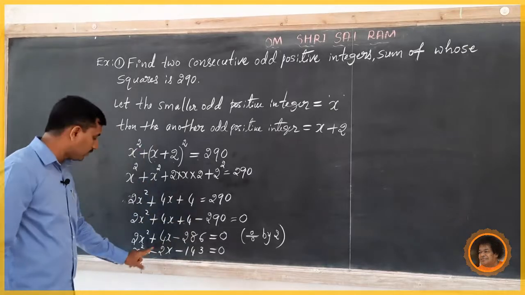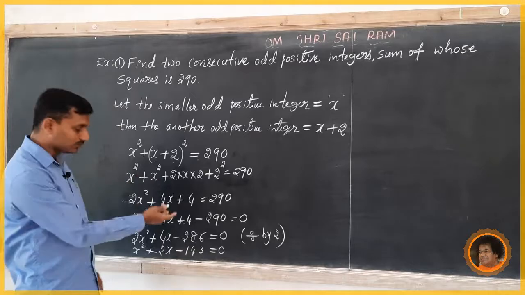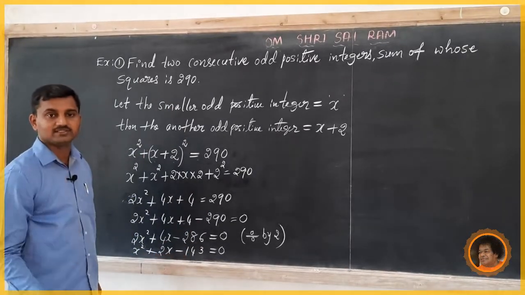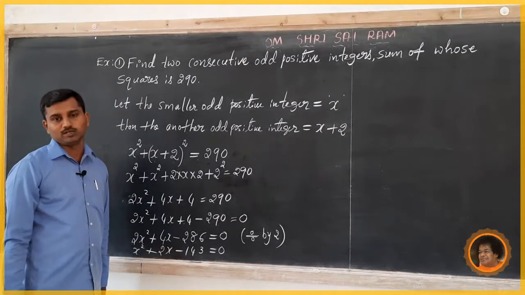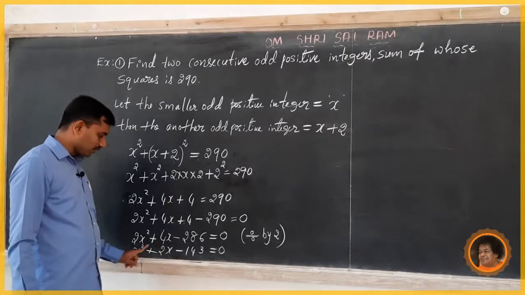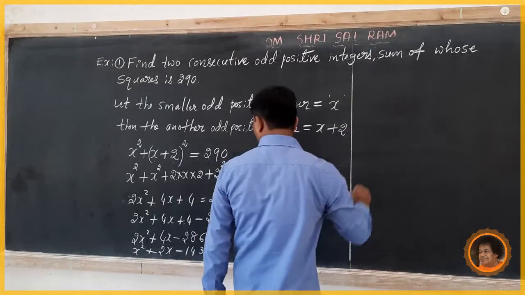Now solve this equation, x square plus 2x minus 143 equal to 0. So we get the roots of this equation. So that is the answer. How to solve this equation? There are three methods: either factorization method, or complete square method, and the third one is the formula method. Which one is simple? You may use that method. So x square plus 2x minus 143 equal to 0. Solve this equation by formula method.